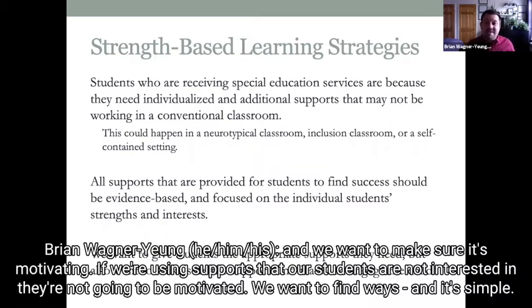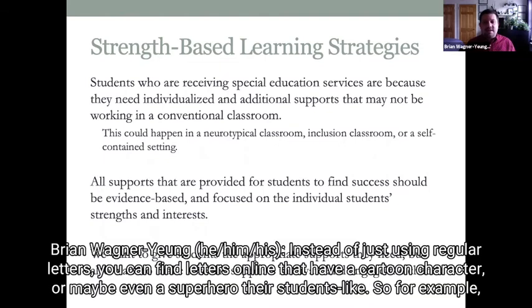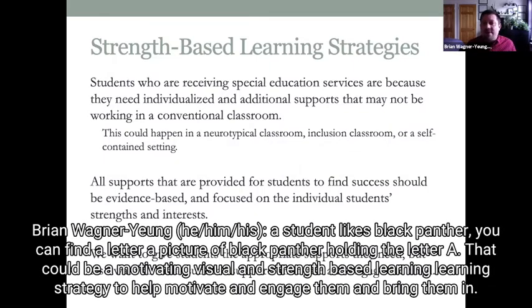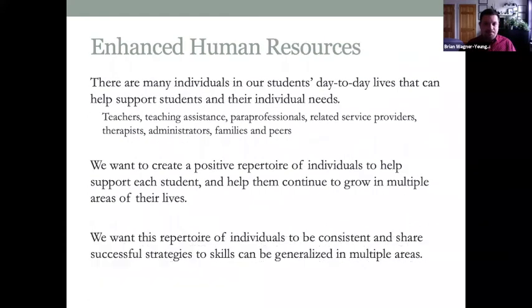We want to find ways, and it's simple. Instead of just using regular letters, you can find letters online that have a cartoon character or maybe even a superhero that our student likes. So for example, a student likes Black Panther, you can find a picture of Black Panther holding a letter A. That could be a motivating visual and strength-based learning strategy to help motivate and engage them and bring them in.